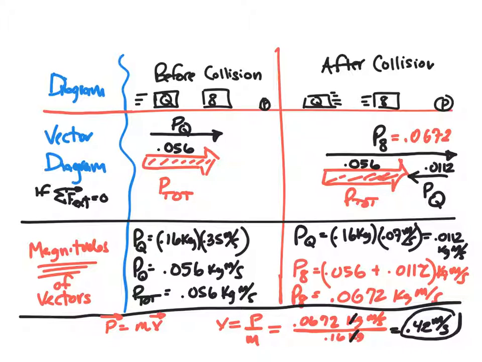And then usually there's something you're missing. If you're looking for a velocity and you know the momentum of that object, by definition, you just have to divide by the mass to figure out the velocity. Or if you know the velocity, you would just multiply the velocity by the mass to get the momentum. So I figured out that the 8 ball would go into the pocket at a speed of almost half a meter per second, 0.42 meters per second.